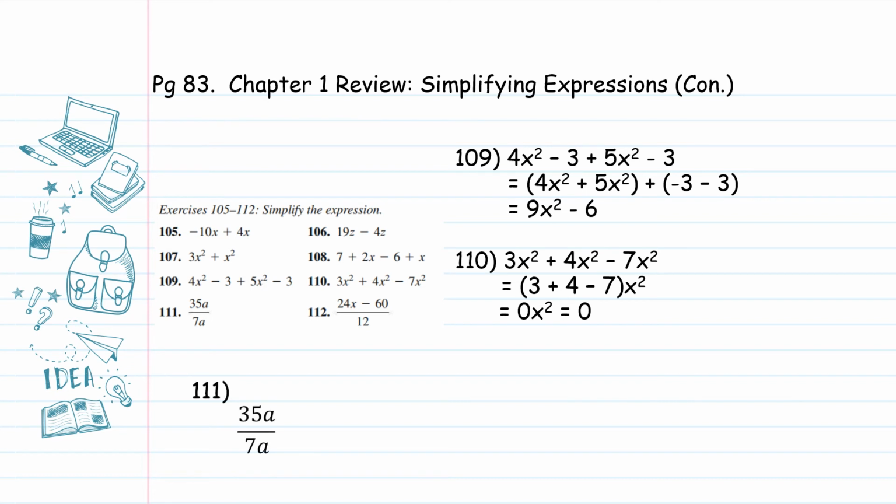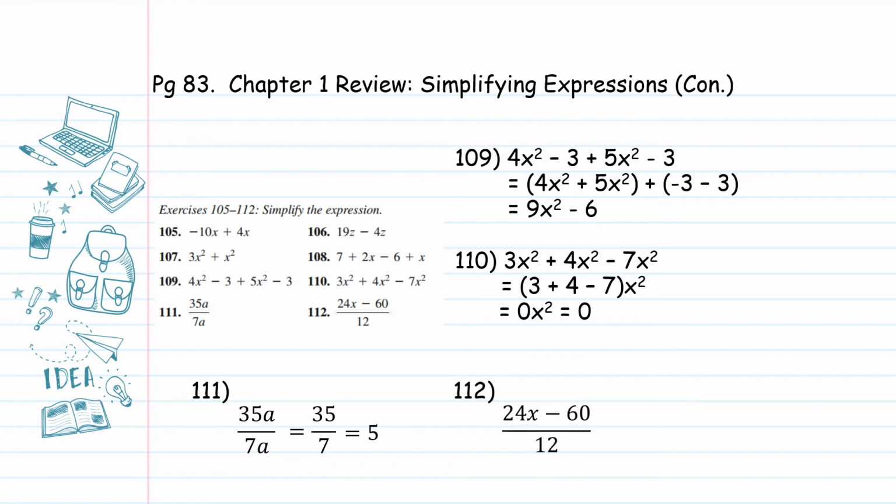In problem 111, we're given 35a divided by 7a. In this case, our variables a cancel out. Therefore, we're left with 35 over 7, or 35 divided by 7, which is simply just equal to 5.